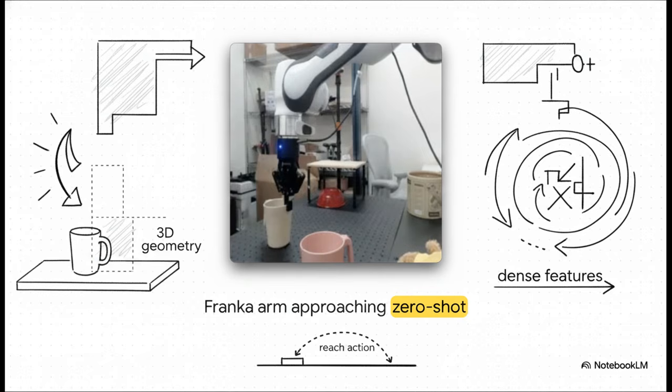Because V-JEPA 2.1 has those highly refined dense features and that state-of-the-art depth estimation we just talked about, the model inherently understands the 3D geometry of the table and the target object. It initiates a reach action without bumping into the surface or misjudging the distance. It is honestly incredible to watch it navigate an unseen environment this smoothly.